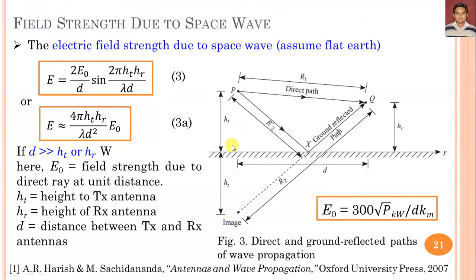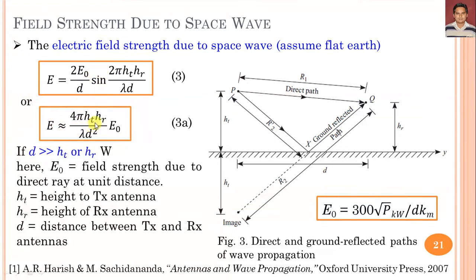Here you can see the direct wave that travels from point P to Q by the direct path, and the other is the ground reflected path, where the wave travels from point P to point X, then from point X to point Q. In this case we have considered a flat earth. We cannot consider the curvature of the earth for calculating the field strength of a space wave.